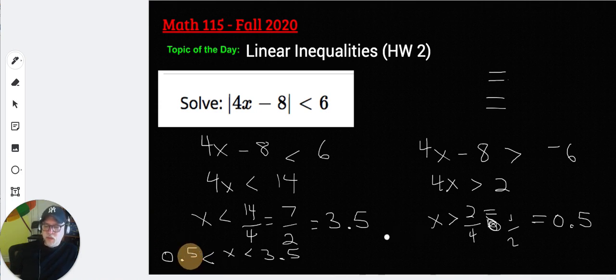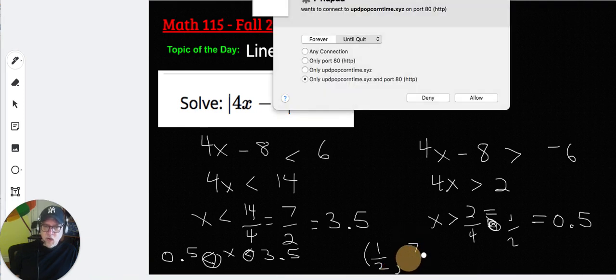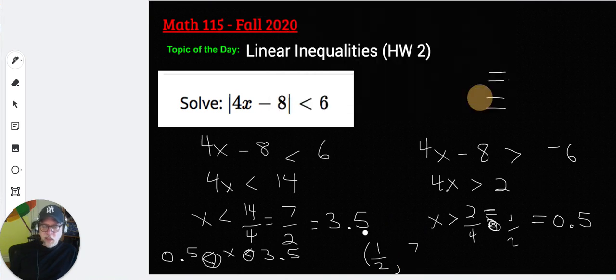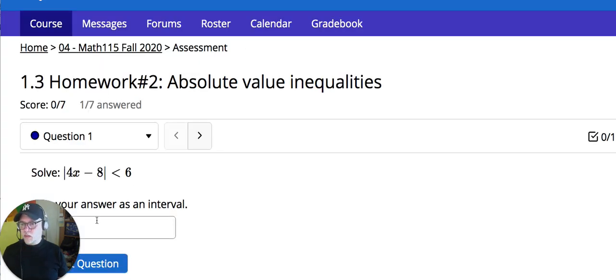Okay, so you're going to need to reconcile that, and what you're going to need to do is take note of the fact that you have an inequality less than, not less than or equal to, so you're going to need parentheses. You're going to start at 1/2, and you're going to stop at 7/2 if you want to do it that way, or you can start at 0.5 and end at 3.5. It means the exact same thing, but I think it might be better to just play with the idea of using fractions whenever possible. I'm going to go to Lumen. I'm going to put the answer as an interval here.